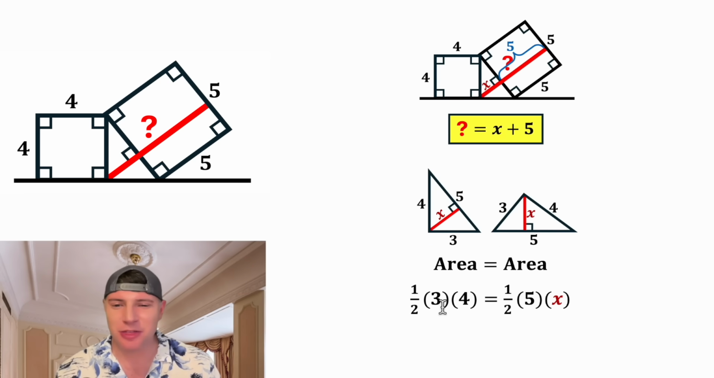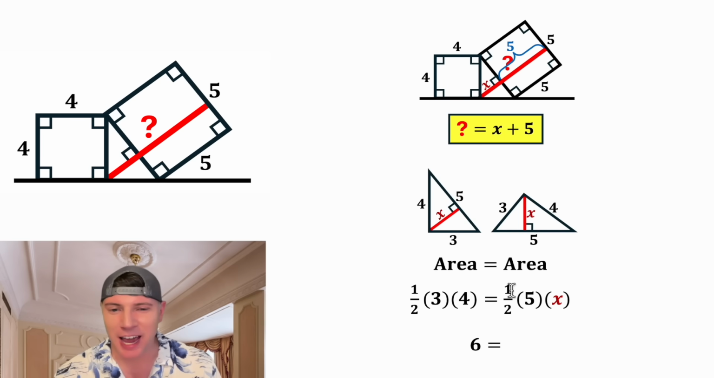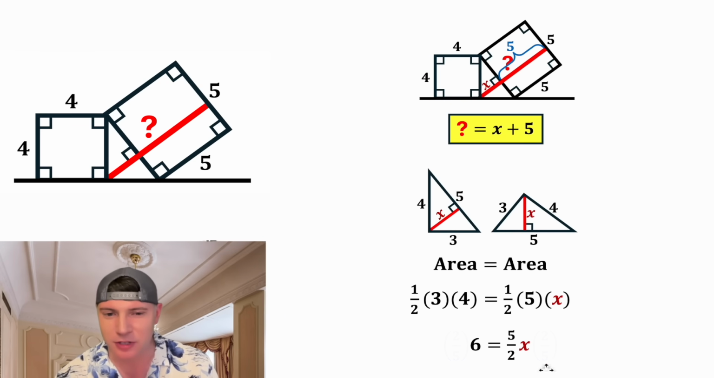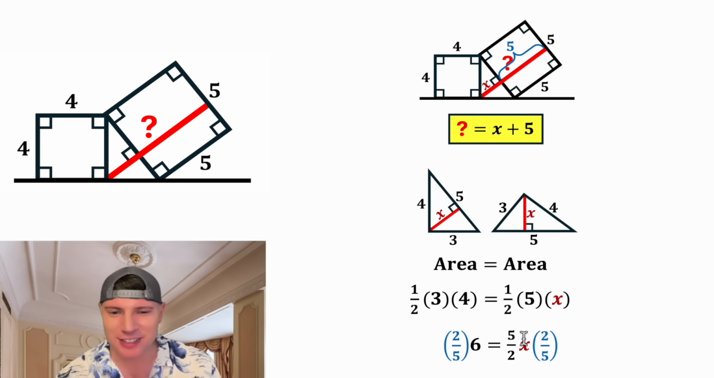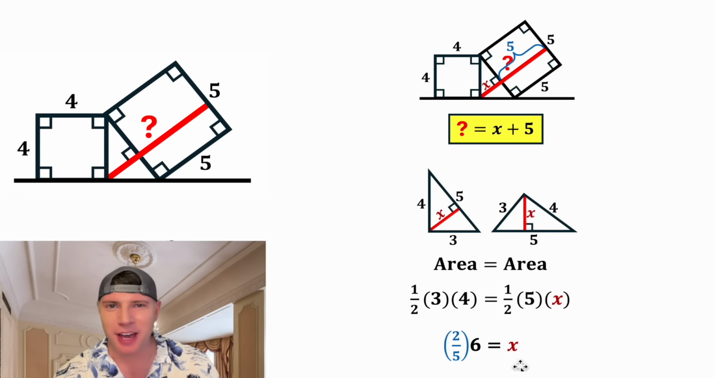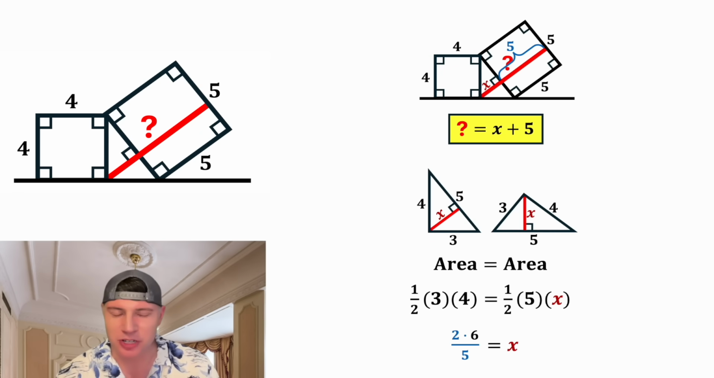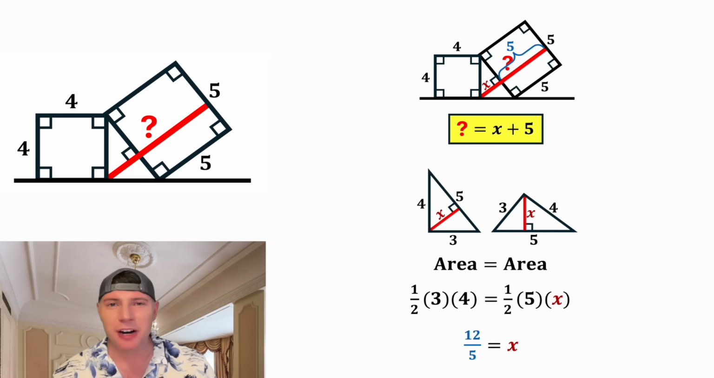On the left-hand side, 3 times 4 is 12, and half of that is 6. And on the right-hand side, half of 5 is 5 halves, and that's going to be multiplied by x. From here to solve for x, we can multiply both sides by the reciprocal of 5 halves, which is 2/5. On the right-hand side, the 5 halves and the 2/5 cancel each other out. So we're left with x. And on the left-hand side, we can move the 6 up here, and then 2 times 6 is 12. And so we have our answer for x.